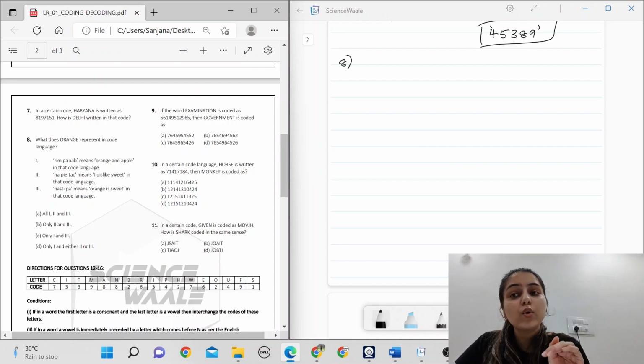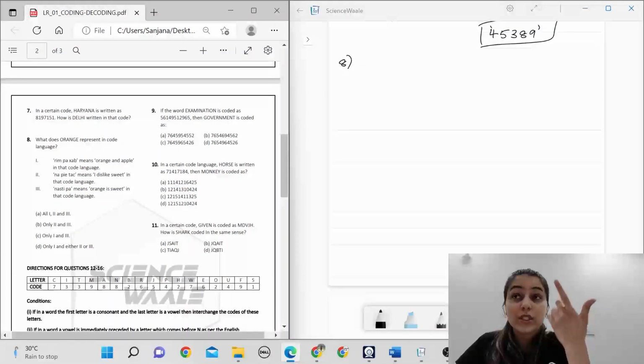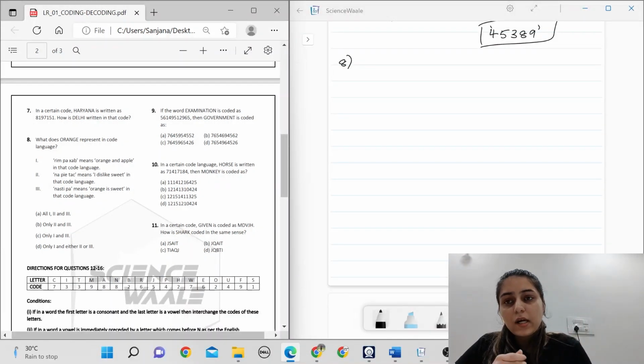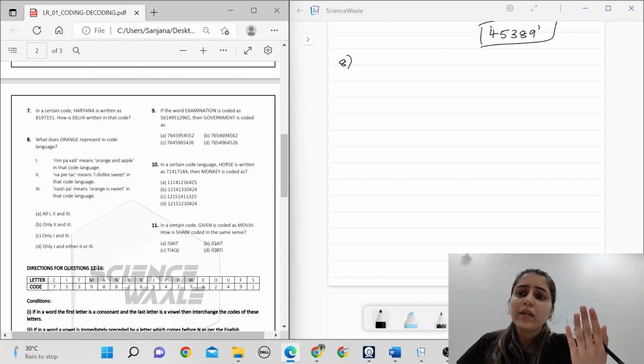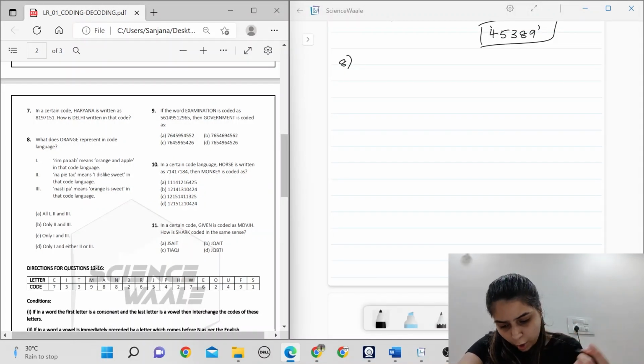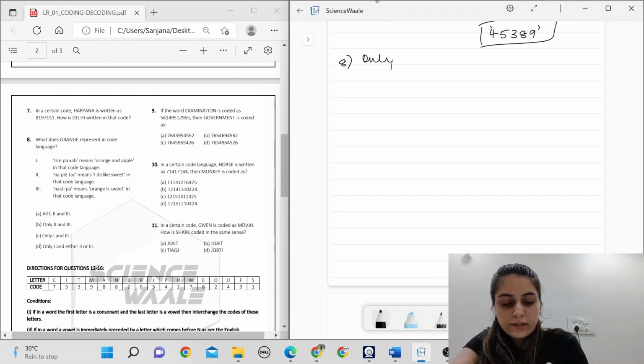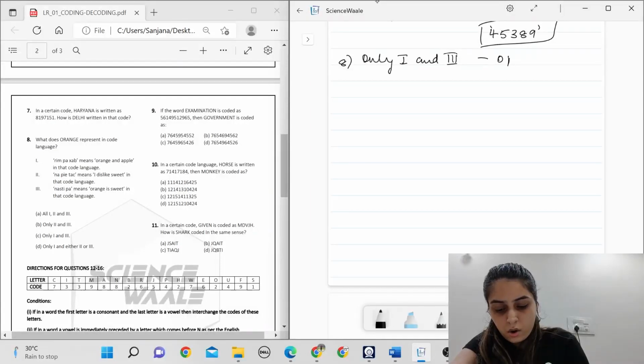So how can we know the code of orange? We can know it if we compare the first and third statements. Then if we look at the codes and do it, we can surely get the code for orange. So the option would be only 1 and 3. If we compare the first statement and the third statement, we can get the code for orange. So only 1 and 3, that is option B.